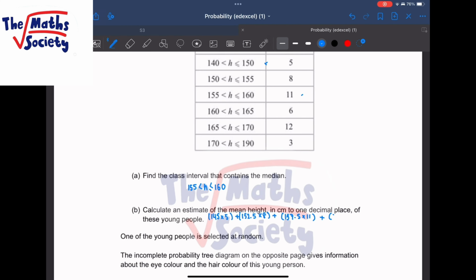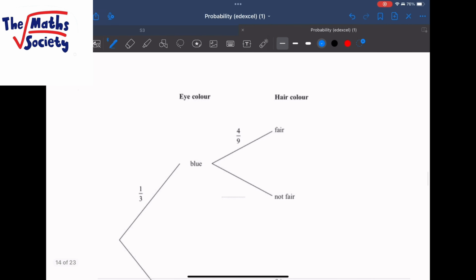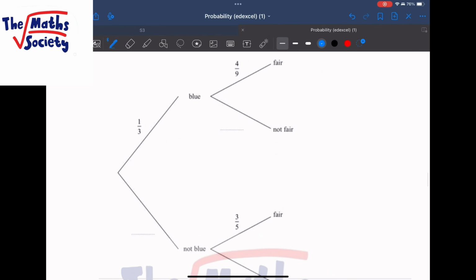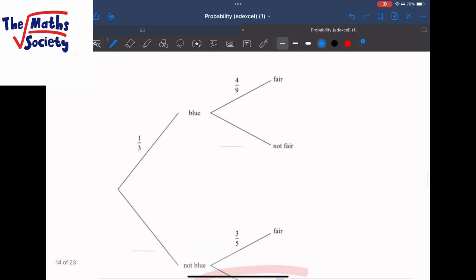And it says that one of the young people is selected at random. The incomplete probability tree diagram on the opposite page gives information about the hair color of this young person. So this is the probability tree diagram. You know that one should be 5 by 9 because it's 4 by 9. This is 1 by 3, so that's 2 by 3. This is 3 by 5, so that's 2 by 5. And we just need to complete the probability tree diagram.